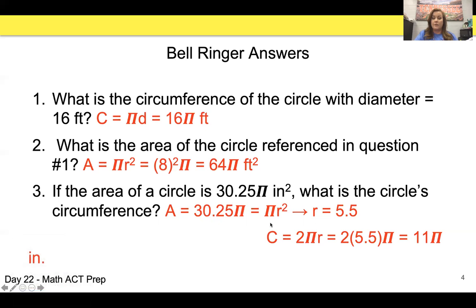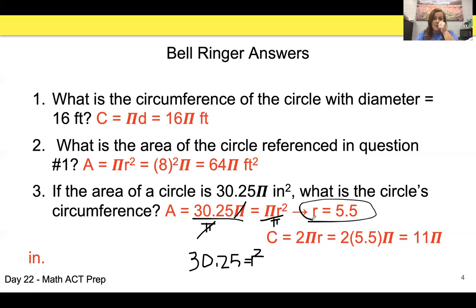let me change the pen color so you can tell what I'm doing. I can divide both sides by pi. If you've got a calculator, well, technically you don't need a calculator, because pi divided by pi cancels. So now you've got 30.25 equals r squared. Take the square root of 30.25, you get the radius is 5.5. Now, if they want the circumference, all you needed was the radius. 2 times 5.5, which is 11, times pi. Slap that pi on the 11, and circumference is 11 pi inches.